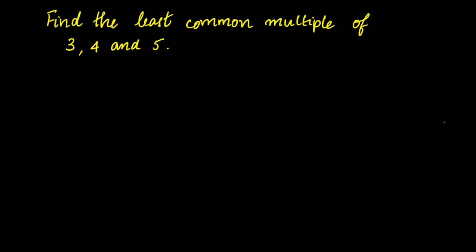Find the least common multiple of 3, 4, and 5. What this question is essentially asking us to do is to find the smallest number that has 3, 4, and 5 as factors. Now, in this case, the three numbers in question, 3, 4, and 5, do not share any common prime factors. So the answer is pretty straightforward. The LCM of 3, 4, and 5 is 3 into 4 into 5, which is 60.